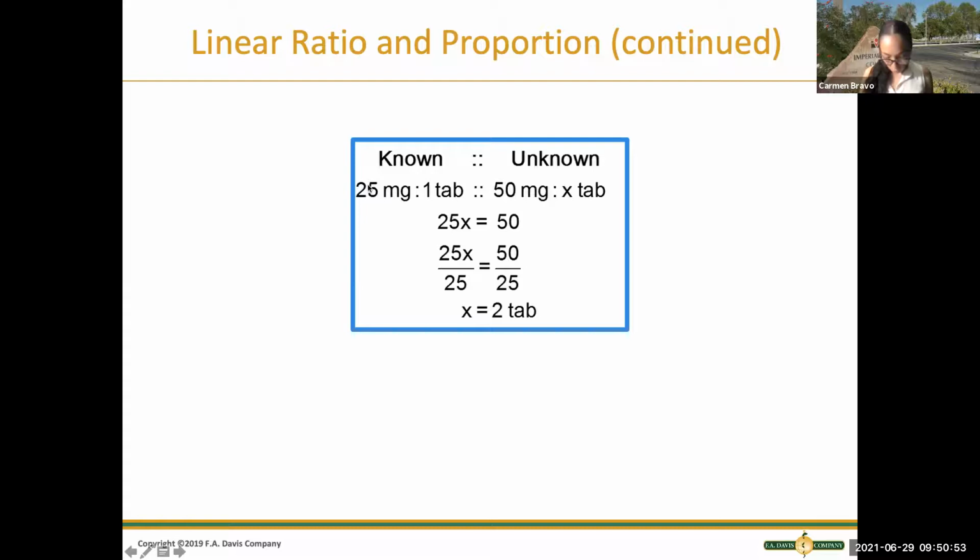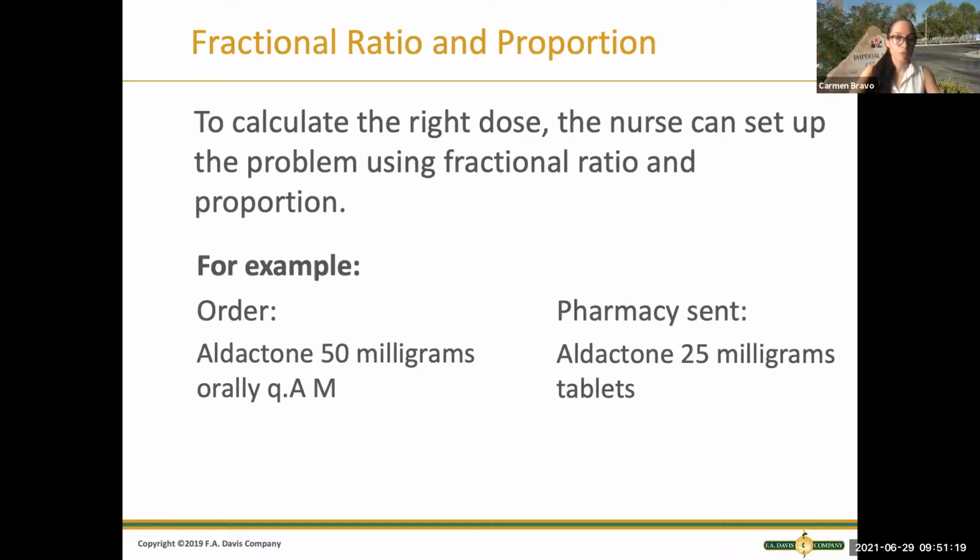What you do is multiply the outside numbers, 25 times X, which is 25X, and then you multiply the inner numbers, 1 times 50, and then you solve for X. 50 divided by 25 is equal to 2. That's one of the methods that we use. And then we have the fractional ratio and proportion.